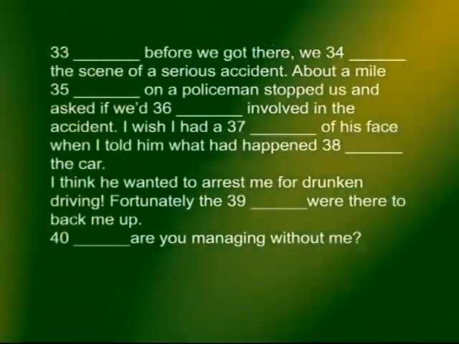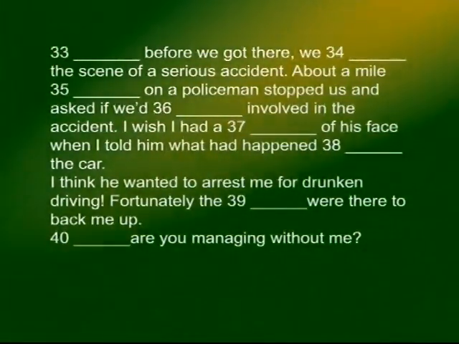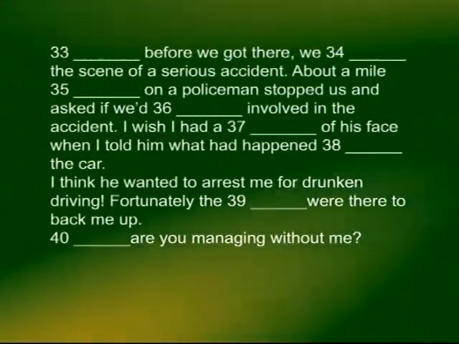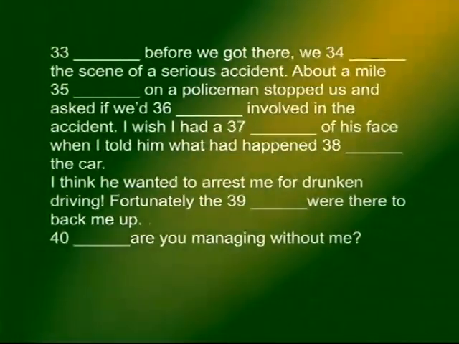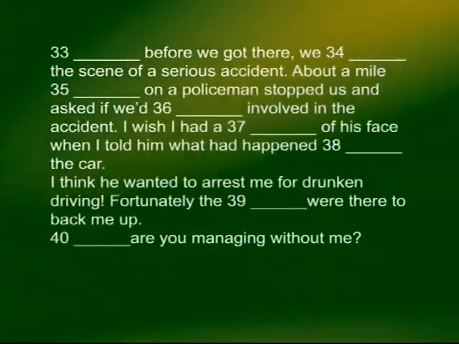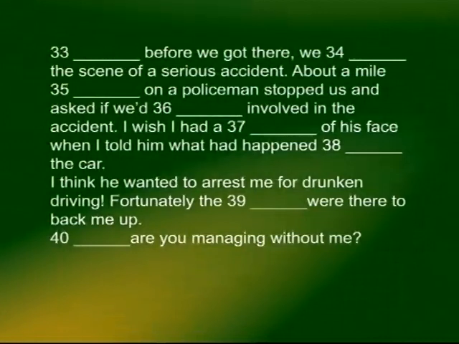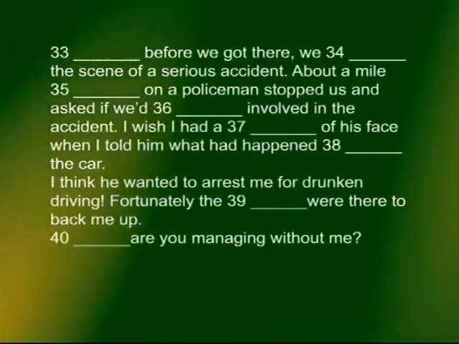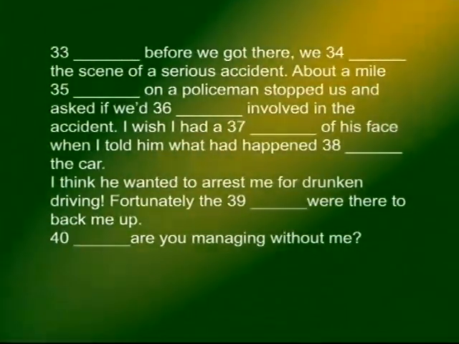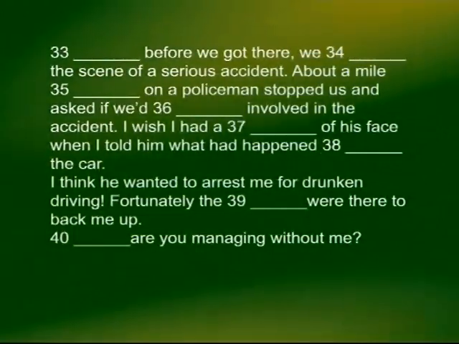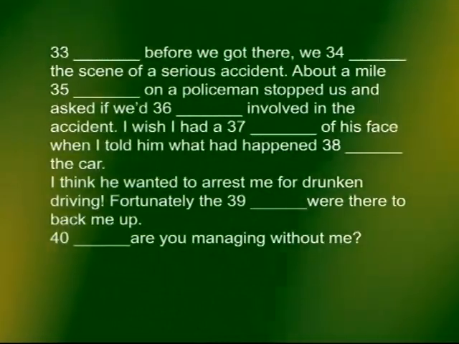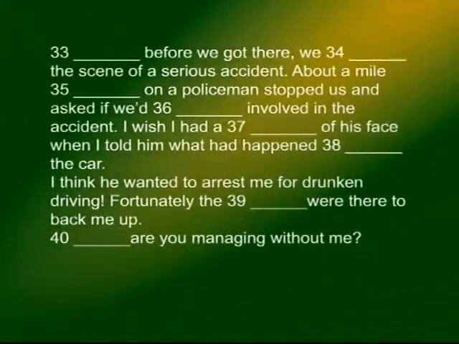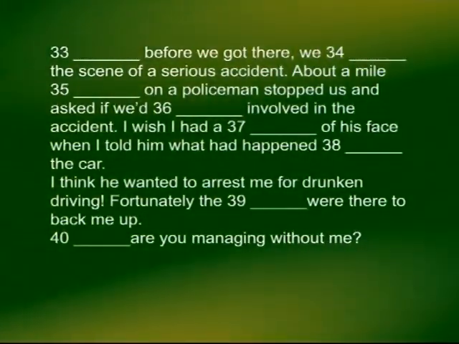And the second last sentence: I think he wanted to arrest me for drunken driving. Fortunately, they were there to back me up. Now, who were there to back the old lady? It was those children. So you will fill gap 39 with the word children. Fortunately, the children were there to back me up, to back up her story.